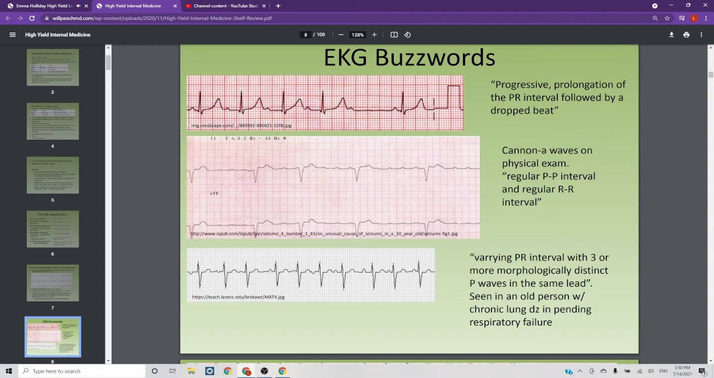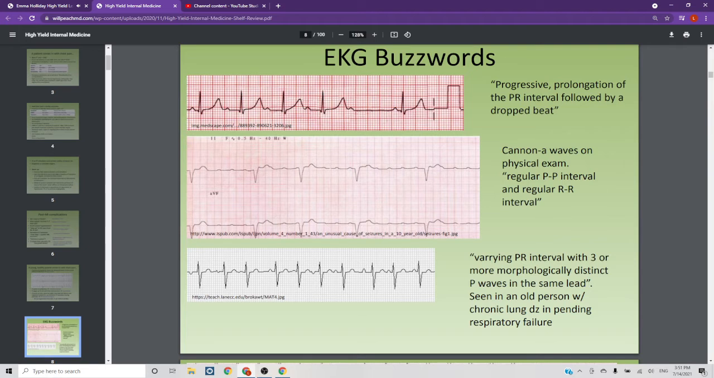Okay. So what about this second one? Third degree heart block. So what might you see on physical exam? Cannon A waves. Yay. Good. So this is third degree heart block. What they might tell you in the clinical vignette, they might tell you they found cannon A waves on physical exam. They also might describe it as a regular P to P interval and a regular R to R interval. But as we can see from the EKG, they're not associated with each other at all. There's not a P before every QRS spaced out regularly. So good. What about the third one?